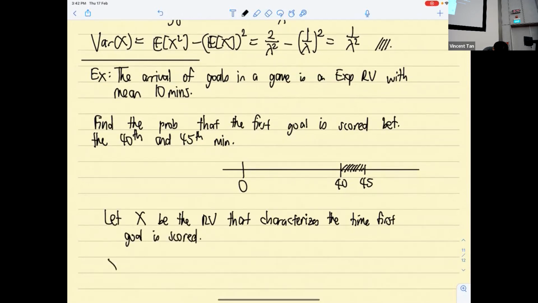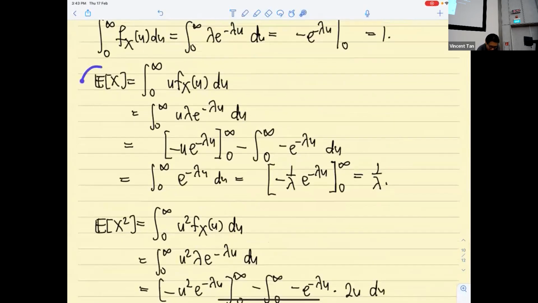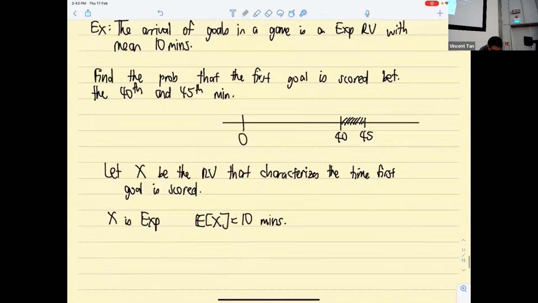Okay, now I know that X is an exponential random variable, and I know that the expectation value of X is equal to 10 minutes. From our very laborious calculation here, we know that the expectation is 1 over lambda. So I want to get my hands on lambda. The expectation value of X is equal to 1 over lambda, so lambda is 1 over 10, that is, 1 over 10 arrivals per minute. Actually, that's more precise, but never mind.